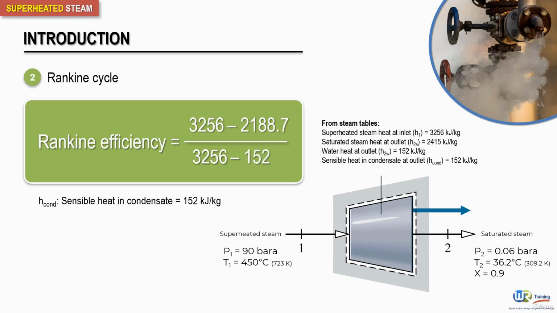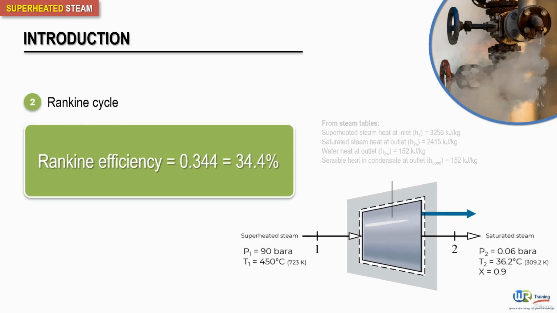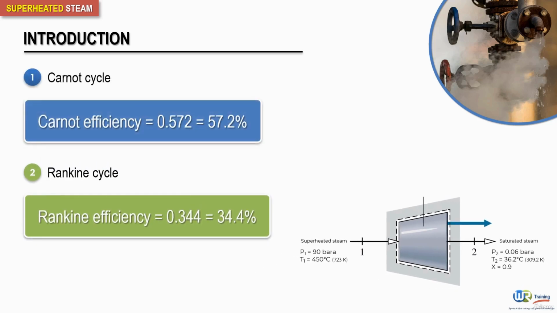Therefore, the Rankine efficiency is 34.4%. Examination of the figures from either of the cycles indicates that to achieve higher efficiency, the temperature or energy at the turbine inlet should be as high as possible. This means as high a pressure and temperature as is practically possible. Superheated steam is the simplest way of providing this.